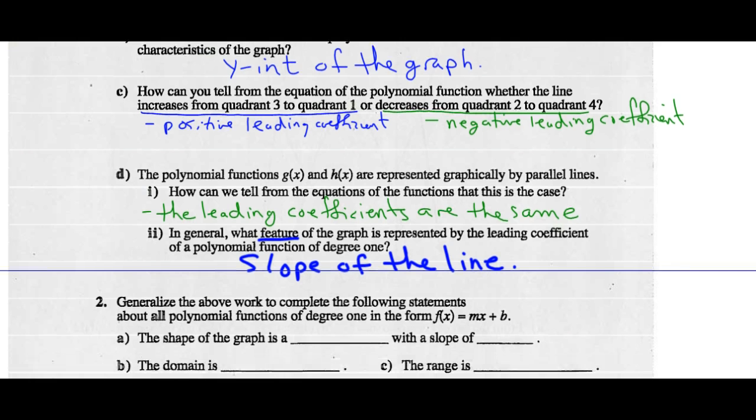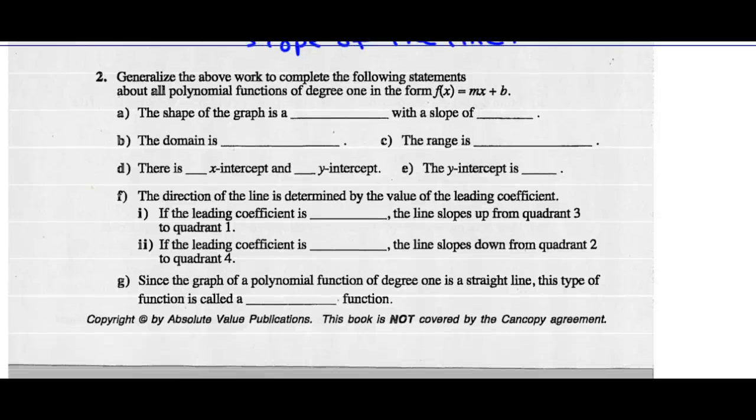Part 2, generalize the above work to complete the following statements about all polynomial functions of degree 1 in the form f of x equals mx plus b. So the shape of the graph is linear with a slope of m. The domain is always x is any real number. These graphs always go forever right and left. The range is y is any real number because these graphs always go forever up and forever down. There is one x-intercept and one y-intercept, and the y-intercept is the b value in this equation.